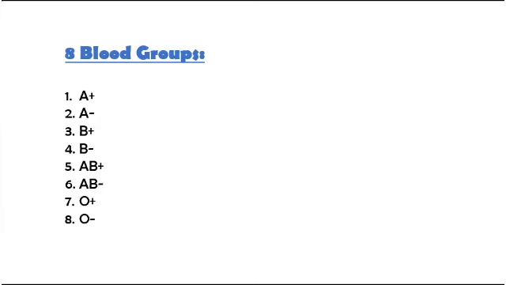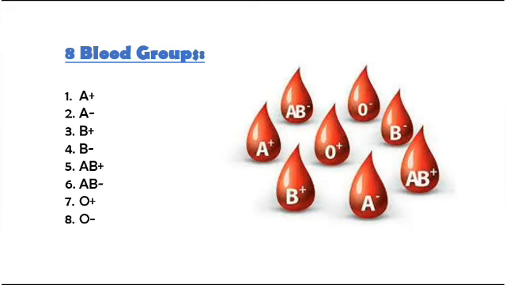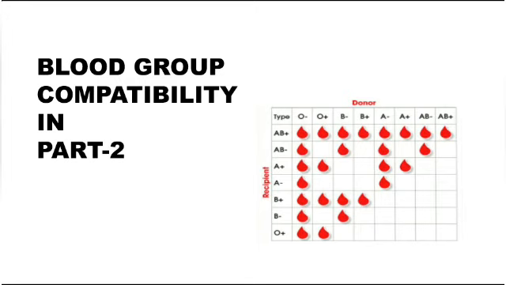So now, considering both the systems together, we can conclude that there are a total of 8 blood groups: A positive, A negative, B positive, B negative, AB positive, AB negative, O positive and O negative. So these are the 8 blood groups which we have found after studying the two systems, ABO system and the RH system. So this is about the basics of blood grouping.